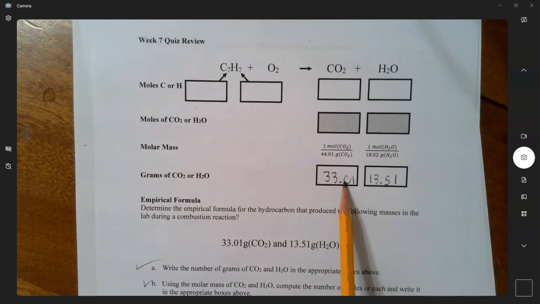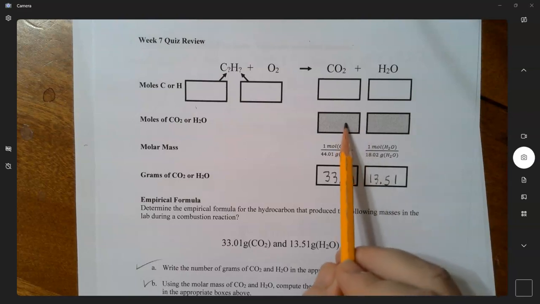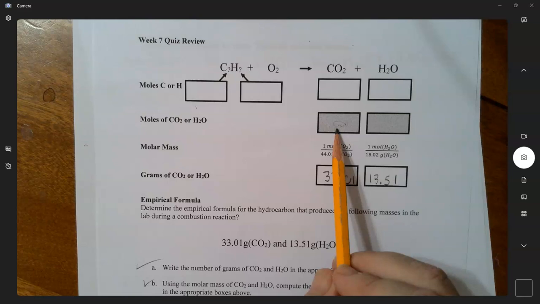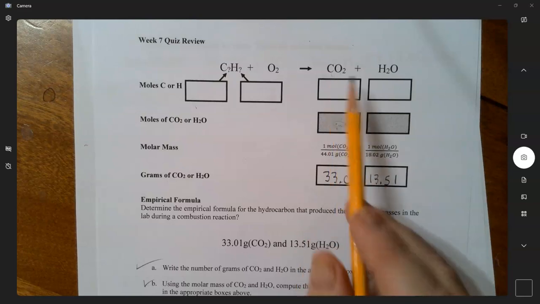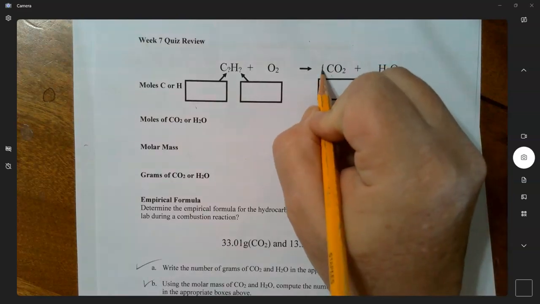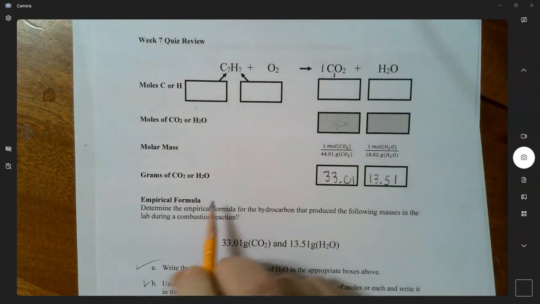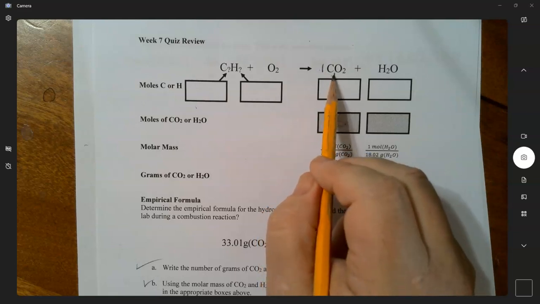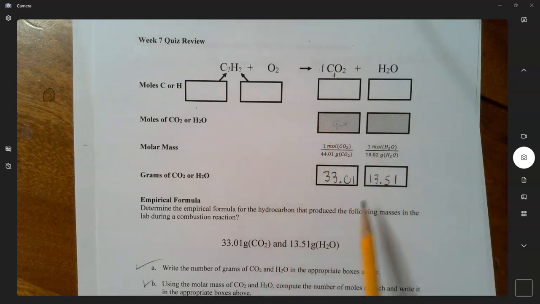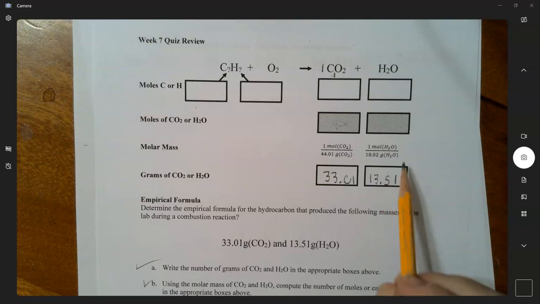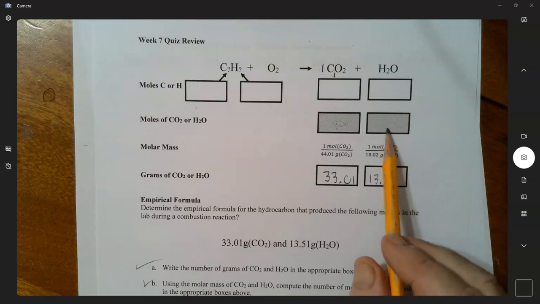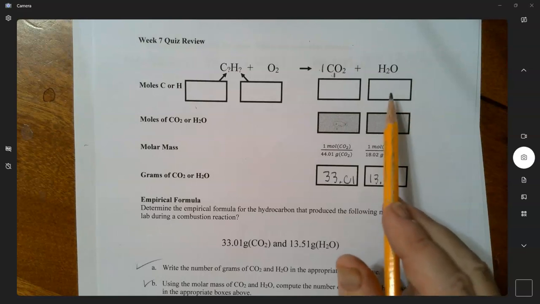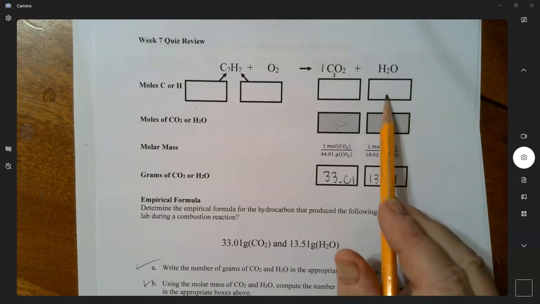So we need to go from grams of carbon dioxide to moles of carbon dioxide, but you don't actually do that calculation. It's a two-step problem. And then once you have moles of carbon dioxide, you need to get to moles of carbon. So write the coefficients of 1 here and a subscript of 1. That emphasizes that for every mole of carbon dioxide, you get 1 mole of carbon.